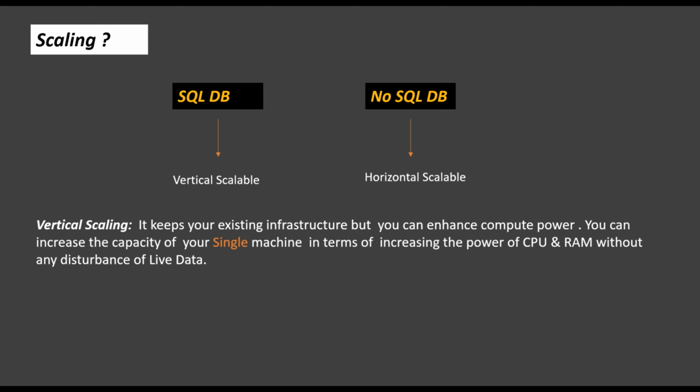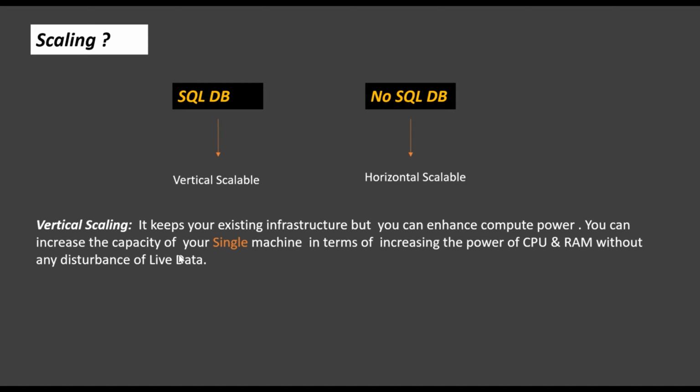Vertical scaling means there is one node where your database is currently running, and there is a heavy load coming onto your database. Somehow there is a performance issue. You want to increase the capacity. You are simply increasing the RAM and CPU value of that machine. It means you are increasing the compute capability of your machine, and that's how you are enhancing its power. That is called vertical scaling.